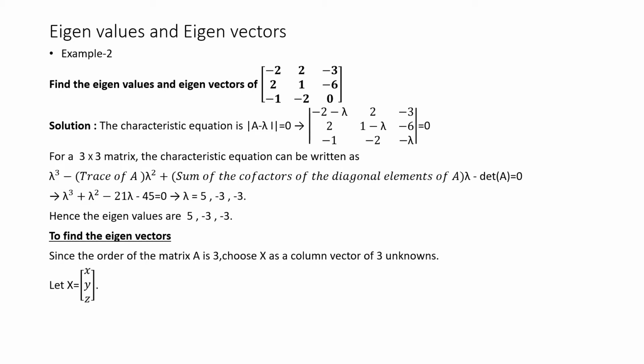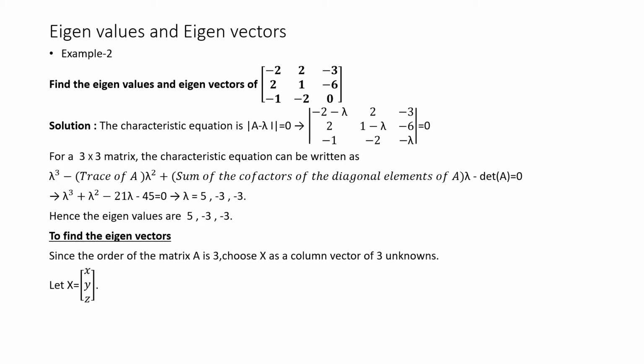Instead of finding the value of the determinant in the direct way, we can find it in a simpler way. This is applicable only for 3 by 3 matrices. Since the order of the matrix is 3, the characteristic equation will be of degree 3. So, the first term will be lambda cube. The coefficient of lambda square will be minus trace of A. Trace of A means the sum of the diagonal elements. The coefficient of lambda will be the sum of the cofactors of the diagonal elements of A, and the constant term will be minus determinant A.